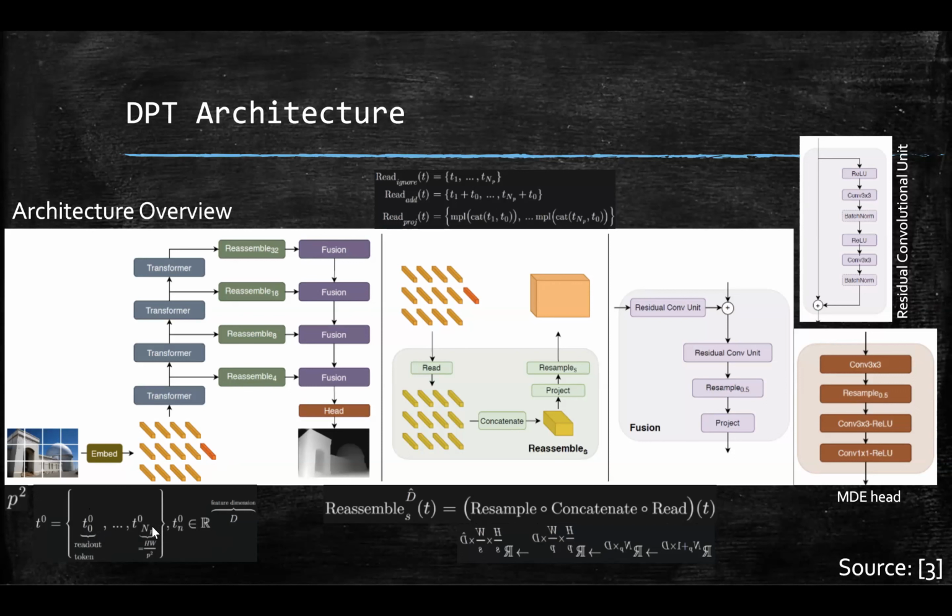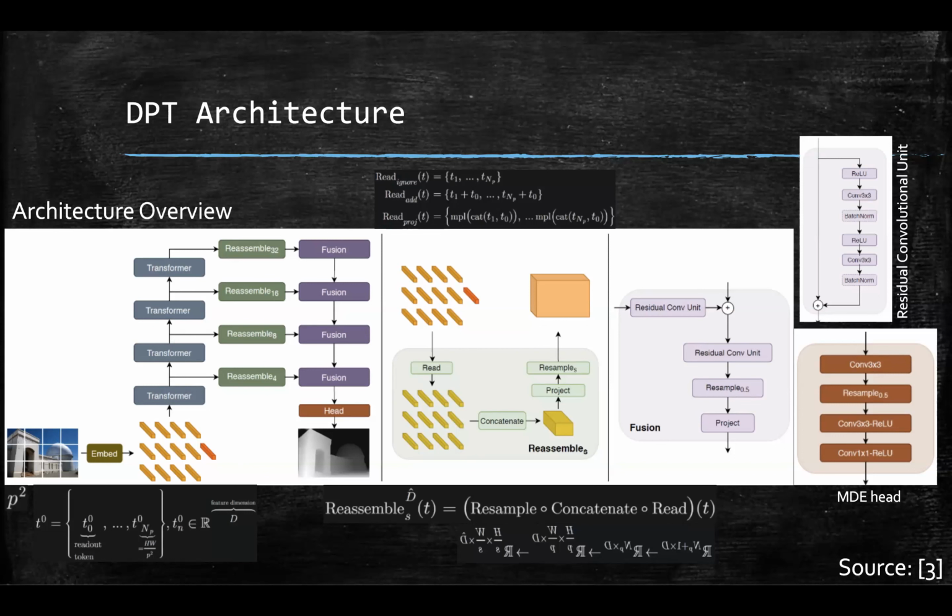So each and every element of this set is in R^D, where D is the feature dimension, and we have N_P of those. H is the height of the image, W is the width, and P squared is the patch size here. Okay, then, so we have this here. Then the input tokens are transformed using L transformer layers, this one here, into the new representation.